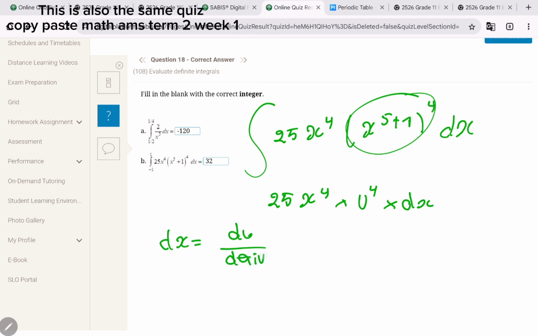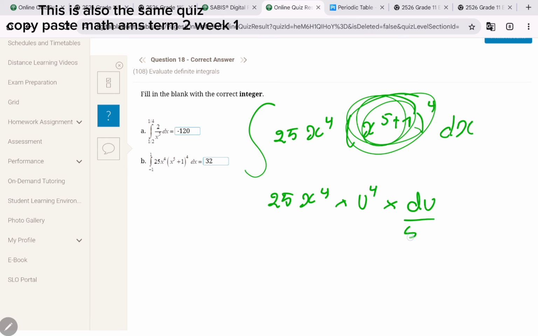So I take the derivative of what? Of the u, right? So that means the dx would be what? It would be du over the derivative, which is 5x^4. Perfect. So du over 5x^4. I cancel x^4 and x^4. I cancel 5 and 25. So I'm left with 5 times u to the power of 4 times du. So then, what do I do? I substitute u by x^5 plus 1, to the power of 4.